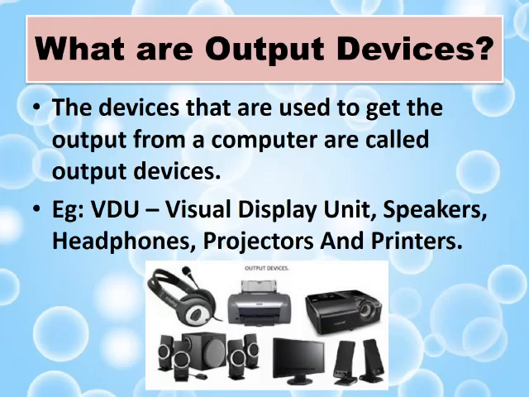So next one is our printer. Whatever information we see on the computer can be taken as a copy. We take it as a hard copy. What we see on the monitor is called soft copy, and what we take out as a printout is called hard copy. So these things are called output devices: VDU, speaker, headphone, projector and printer.